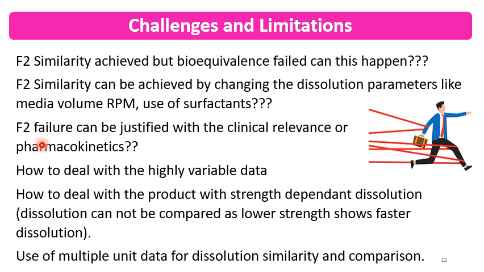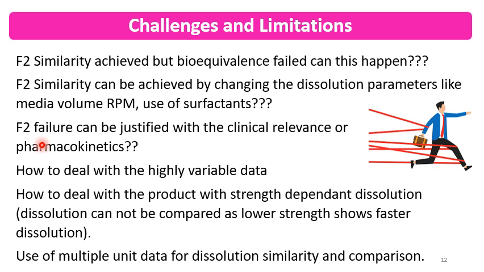Dissolution cannot be compared as the lower strength shows faster dissolution. The higher strength will have a higher dose and the lower strength will have a low dose, so generally it is seen that the lower strength shows faster dissolution with the similar dissolution conditions as those used for the higher strength. So at that time, use of multiple units of the lower strength can be done, and the dissolution data is generated on the multiple units, and then dissolution similarity can be established and the comparison can be made.